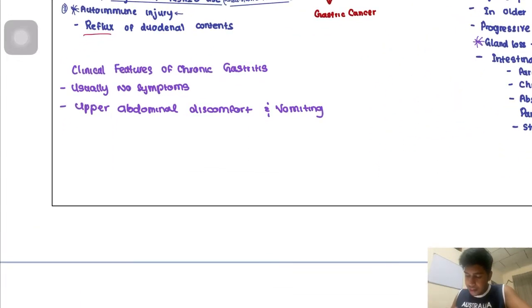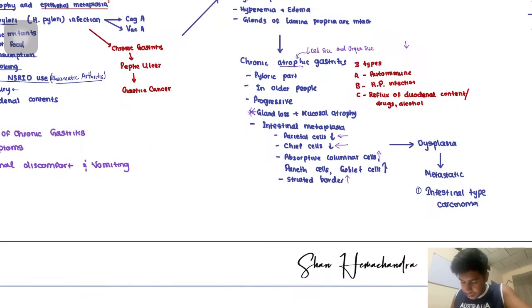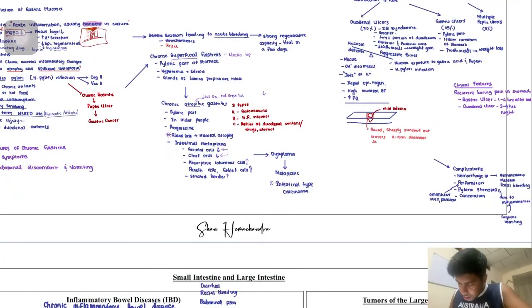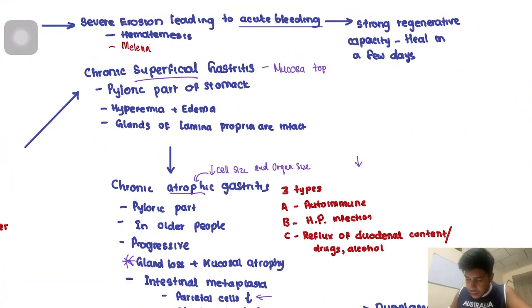So like I said, the clinical features of chronic gastritis: usually there are no symptoms, but the patient can present with upper abdominal discomfort and vomiting. This condition is rare, remember that. I just want to highlight what melena is. I just want to put that into your vocabulary.